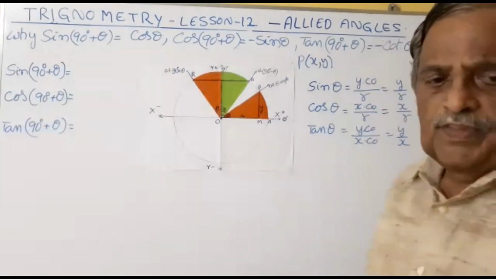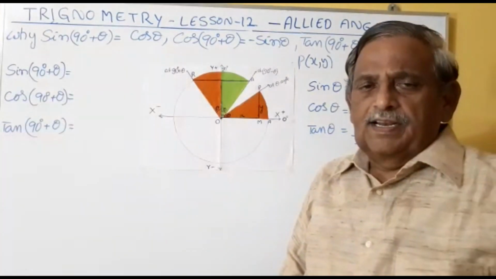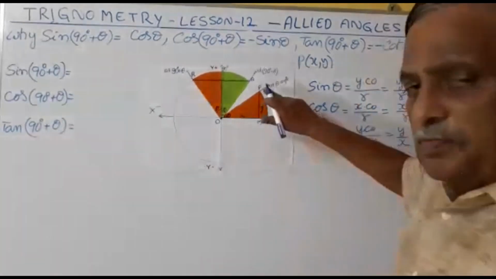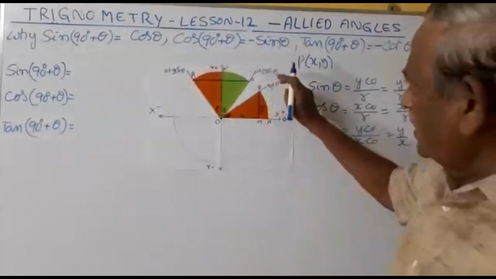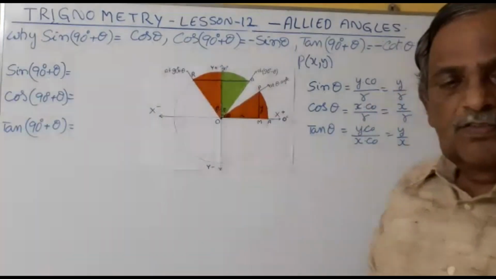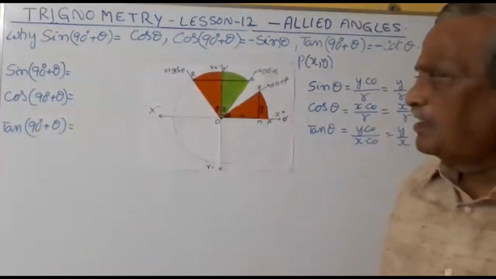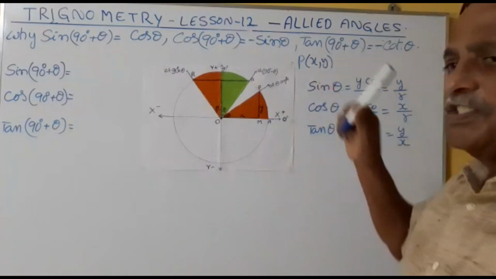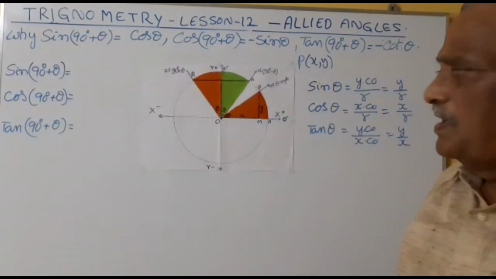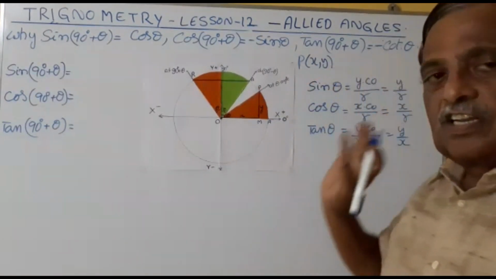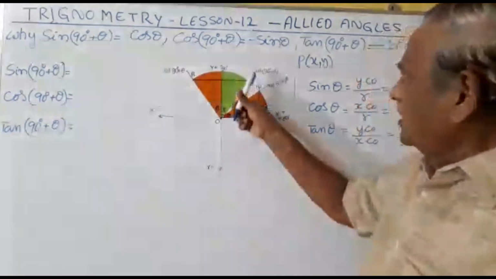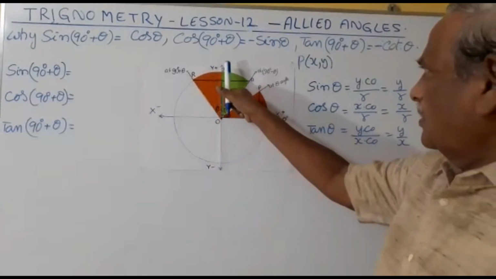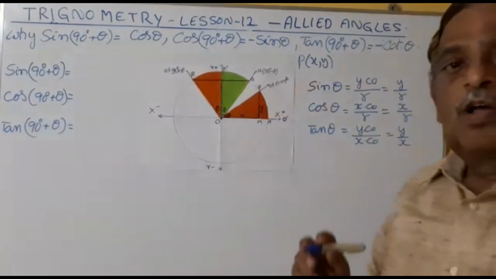Now, since the point P is in quadrant Q1, quadrant 1, the coordinates are positive. X is positive and y is also positive. We know that the first quadrant is between positive x and positive y. Therefore, coordinates are also positive.